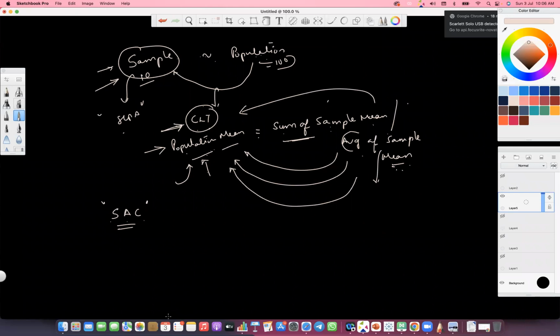Meanwhile, I have not yet started with SAC. I will be explaining right now what SAC is. We are still at the central limit theorem. So everyone, is it clear? Central limit theorem, sample and population concept. Is this clear?